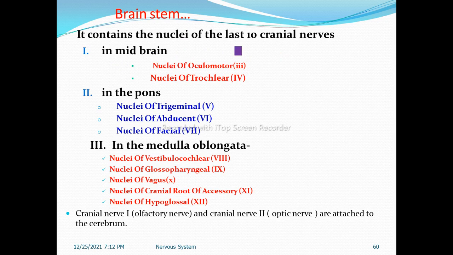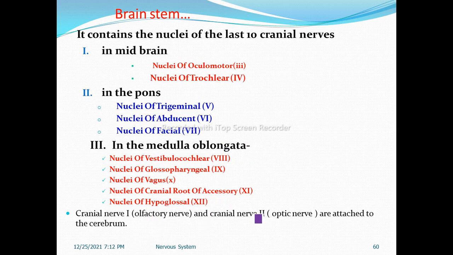But cranial nerves 3 and 4, oculomotor and trochlear, are found on the midbrain. Trigeminal, abducent and facial, meaning 5, 6 and 7, are found in the pons. The last 5 are found in the medulla oblongata: cranial nerve 8, cranial nerve 9, cranial nerve 10, the vagus, cranial nerve 11 and cranial nerve 12.